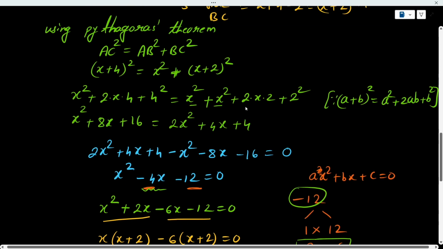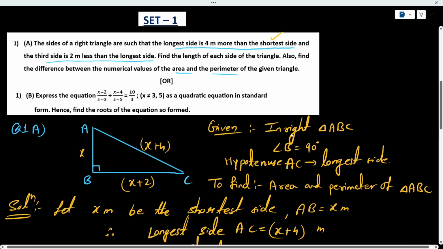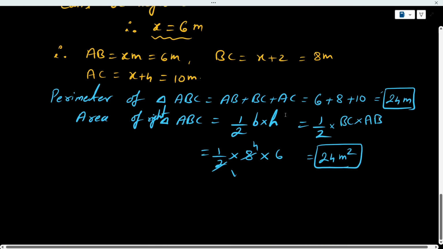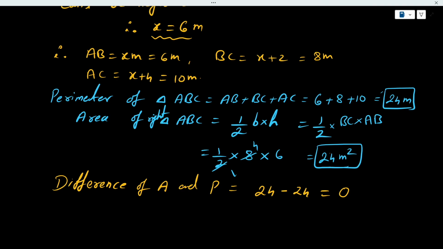Now at the end, if you see the question, what are they asking? They are asking to also find the difference between the numerical values of area and perimeter of the given triangle. They are just saying numerical value because we can't take the difference when one unit is meter and another unit is square meter. So the difference is just for the numerical value, right? Difference of area and perimeter will be equal to 24 minus 24, which is going to be 0 units, right? No meter. So the difference is 0 you are getting.